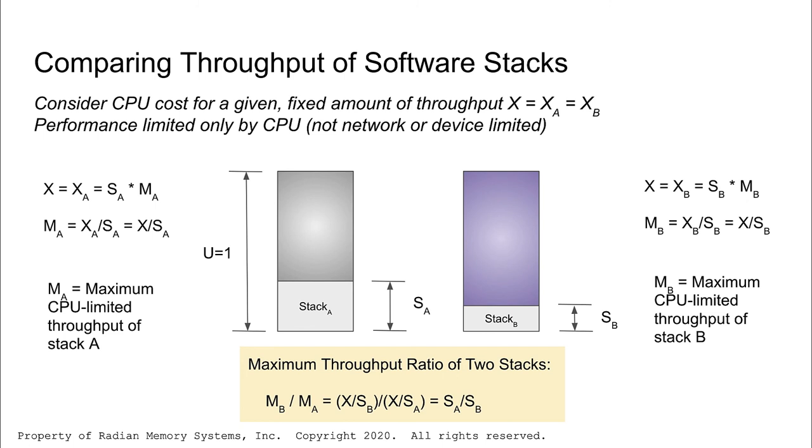What you can do, however, is run a CPU-limited test. In this case, the height of the stack is the independent variable, U equals 1, and the bandwidth it produces will be different for stack A versus B.